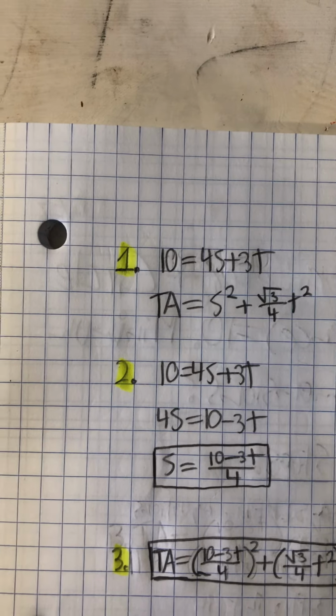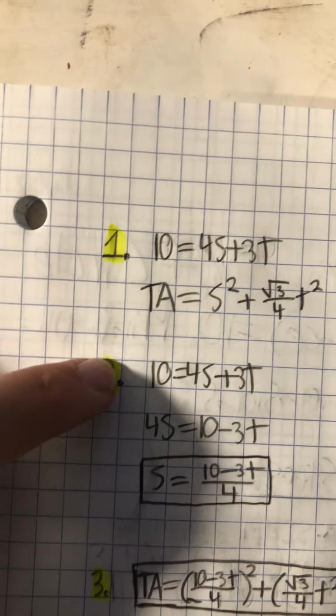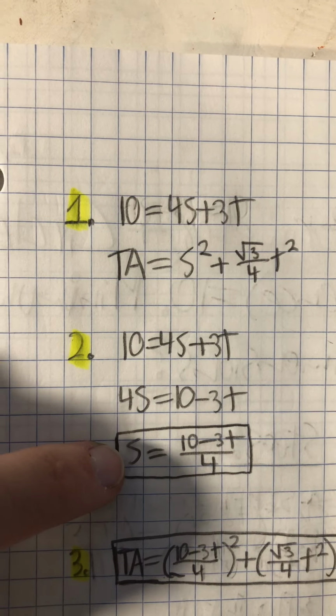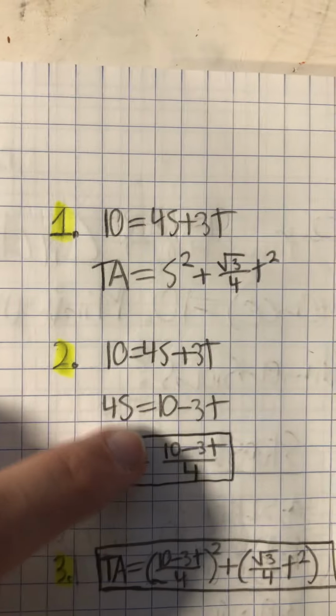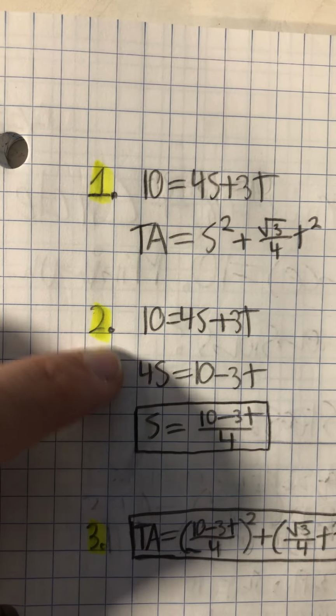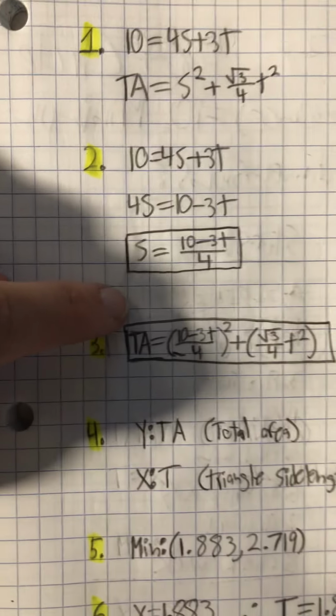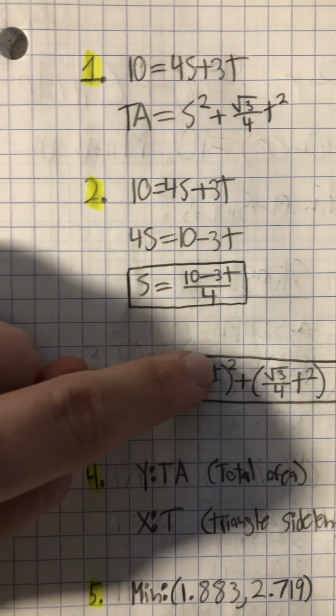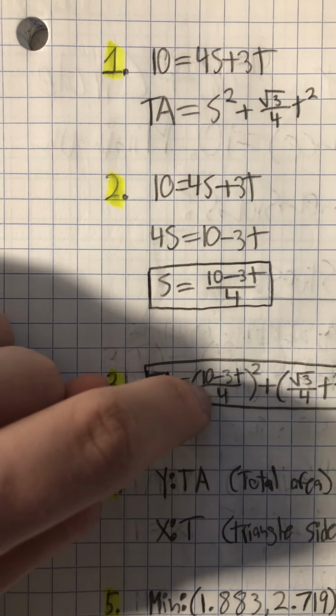Write one in terms of the other. And that's what we're going to do right now. I wrote 10 equals 4s plus 3t. We're going to solve for s right now. So s is (10 minus 3t) over 4 is another way to write it. You can see how I did that algebraically. So therefore, instead of writing total area equals s squared, I'm going to write ((10 minus 3t) over 4) squared.